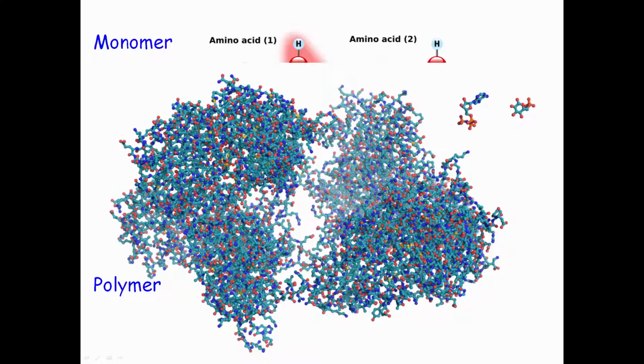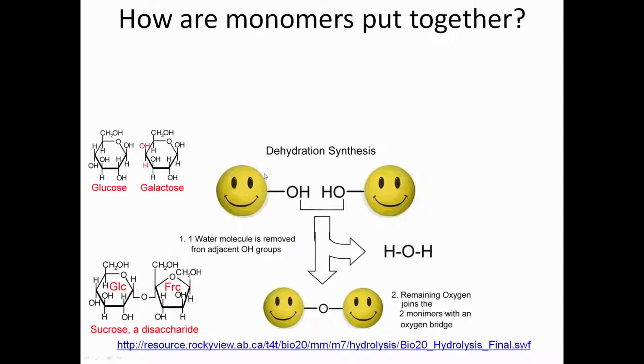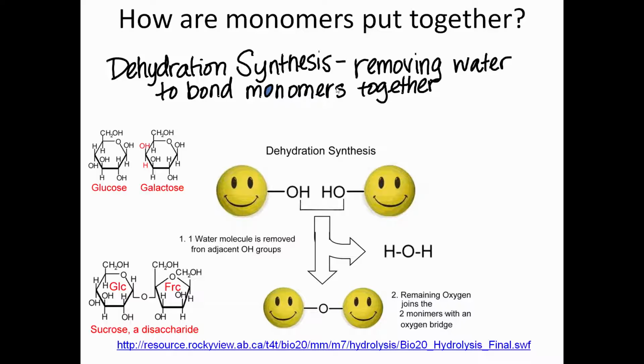Okay, how do you take monomers and put them together? You do that through a process called dehydration. You remove water to synthesize, put it together. And here is, they're hydroxyl groups, but basically what happens is we're going to take these hydroxyls, we're going to take a hydrogen and an oxygen, we're going to pull it out for H2O, and we're going to link the two together. Dehydration synthesis removes water to bond monomers together.